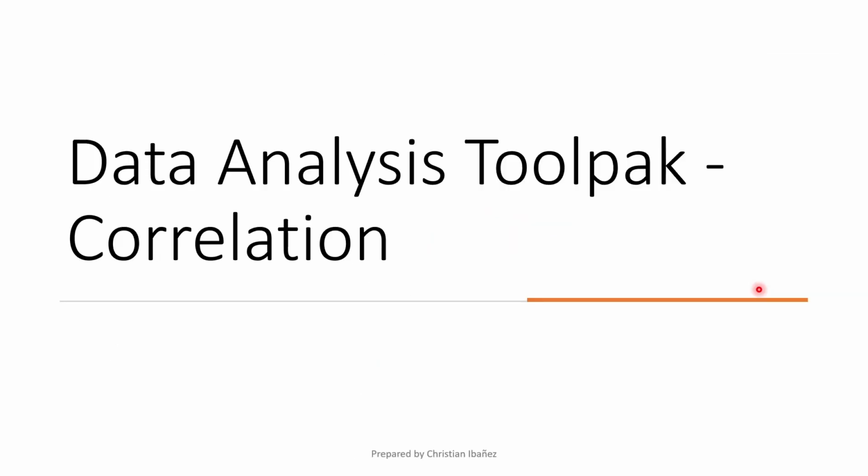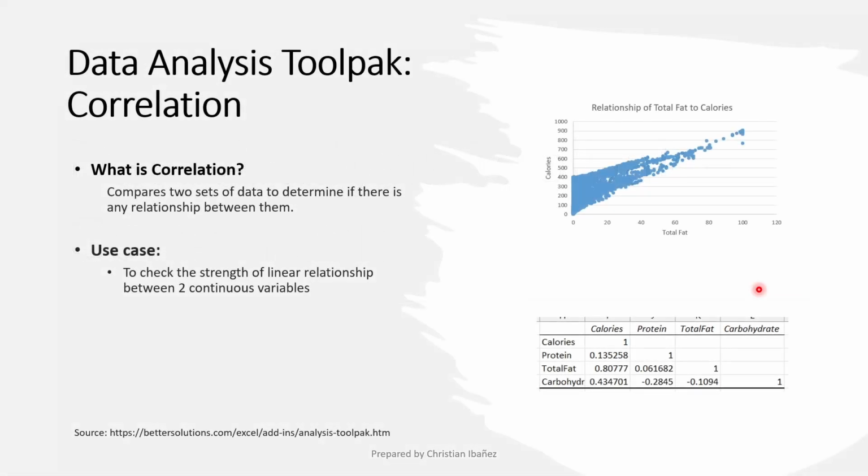Okay, so right now we will be exploring our first statistical tool under Data Analysis Toolpak, and that is correlation. Before we jump into the actual implementation, let's first define what correlation is. Correlation just aims to compare two sets of data to determine if there is any relationship between them. We want to look at whether there is a linear relationship between these two continuous variables, right?